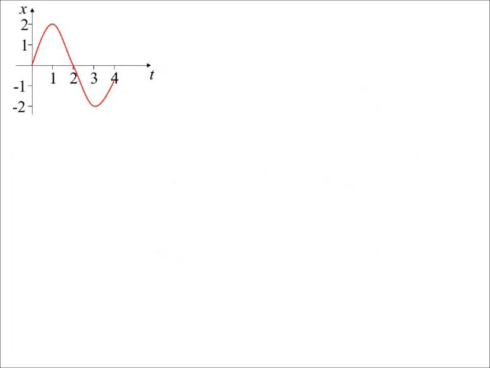Here we have a displacement time graph. It is a displacement time graph because, look, we have negatives here. So I know it's not distance time, it's displacement time.